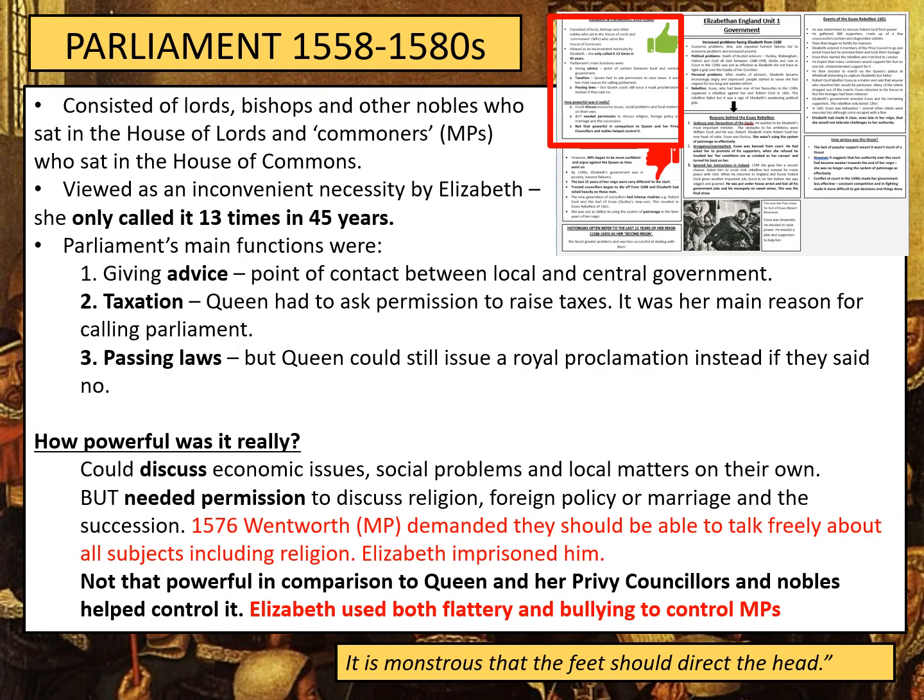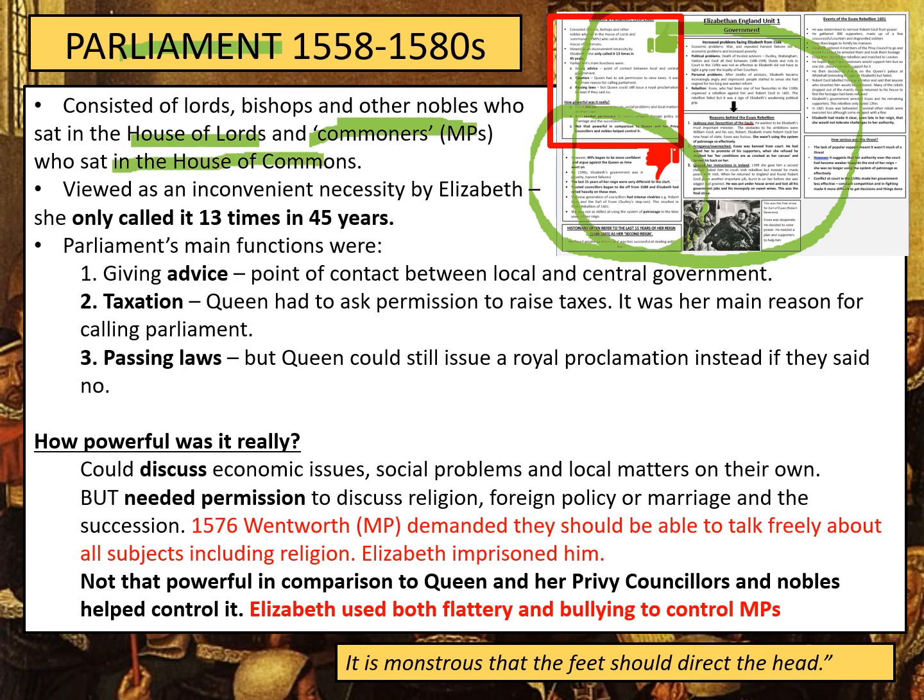We're now moving on to using your second A3 sheet for Unit 1 and discussing Parliament between 1558 and the end of Elizabeth's reign. Now, Parliament and her relationship with them changed over time, and on the next slide we'll think about the negatives and about things worsening, particularly from the late 1580s and into the 1590s. So Parliament, from the beginning of her reign, consisted of lords, bishops and other nobles who sat in either the House of Lords or the commoners, the MPs who sat in the House of Commons.